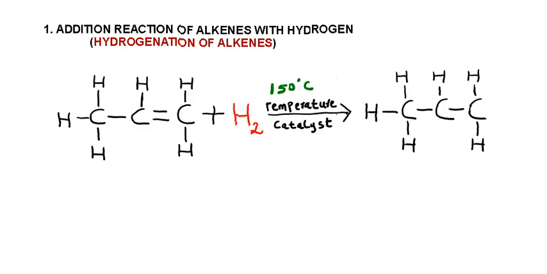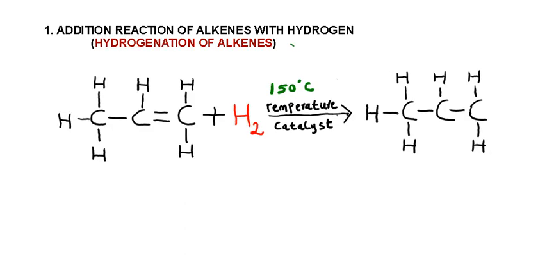We can also call it hydrogenation of alkene. Now, take a look at this organic compound here. This organic compound here, it has 3 carbons. 1, 2, and 3. Since it has 3 carbons, it is called prop. It is called prop since it has 3 carbons. And since it has a double bond, it belongs to a group of organic compounds called alkene.